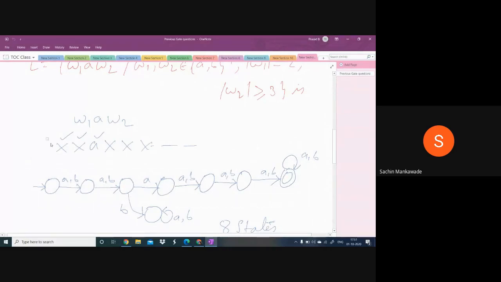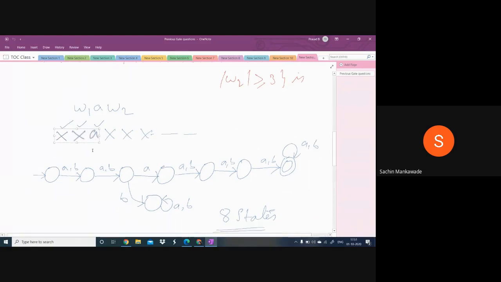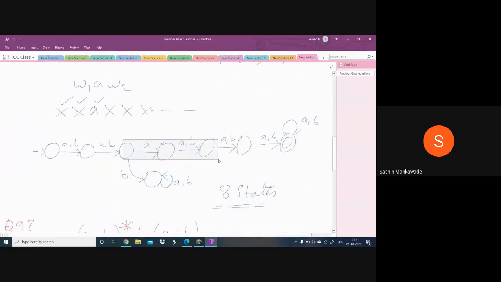Here, the first symbol can be anything, the second symbol can be anything, the third symbol must be A. If the third symbol is A, we go towards the final state. If the third is B, we must go to the dead state. We have to consider the DFA. That is the reason we must define a transition for every input symbol.